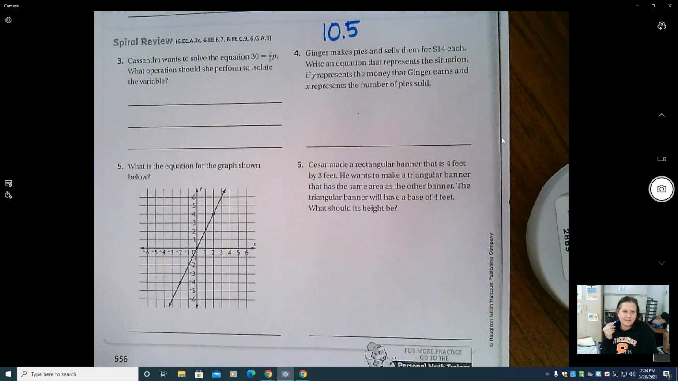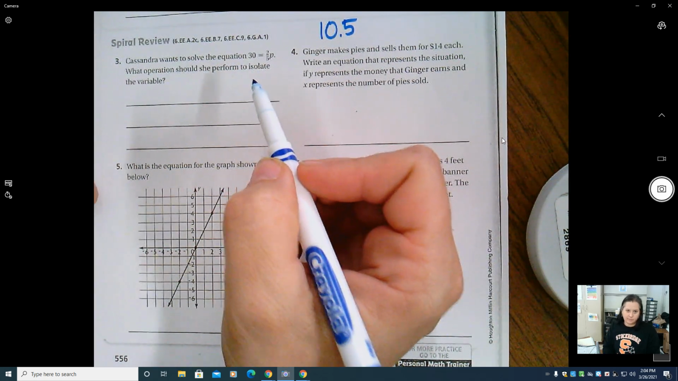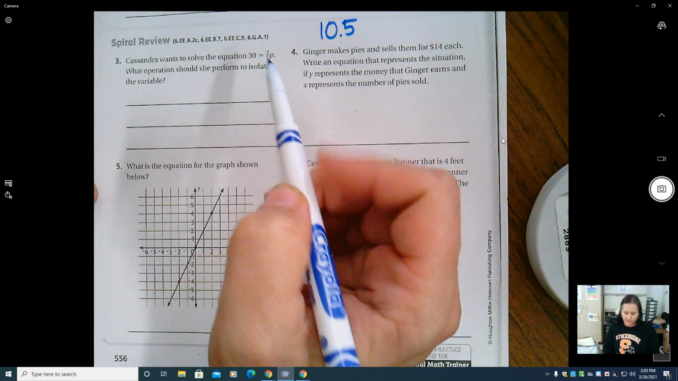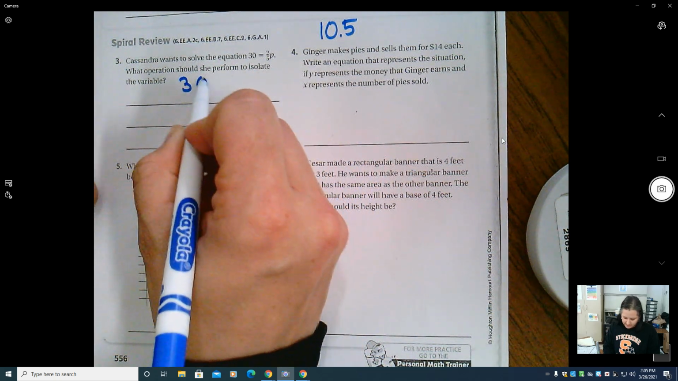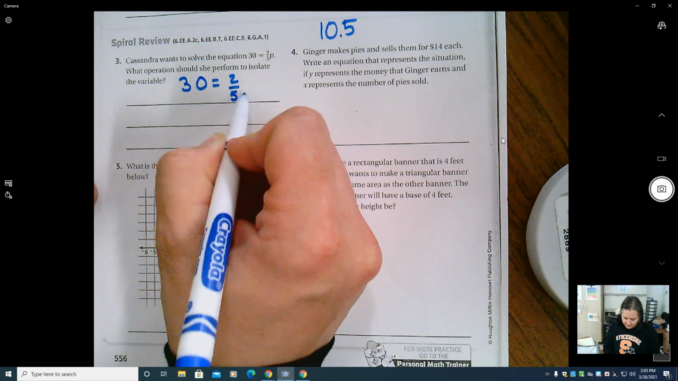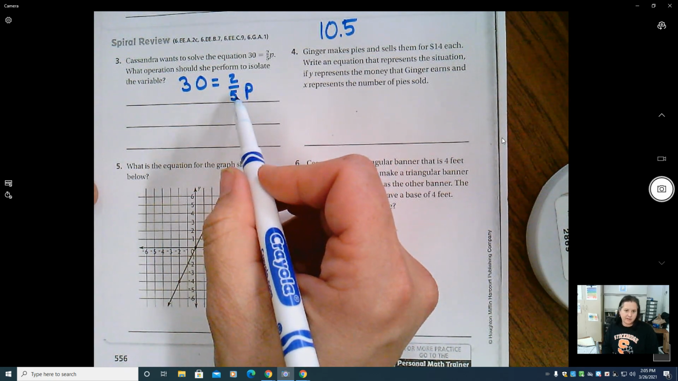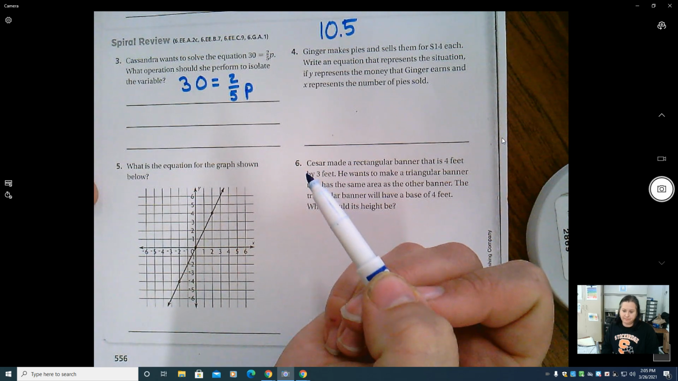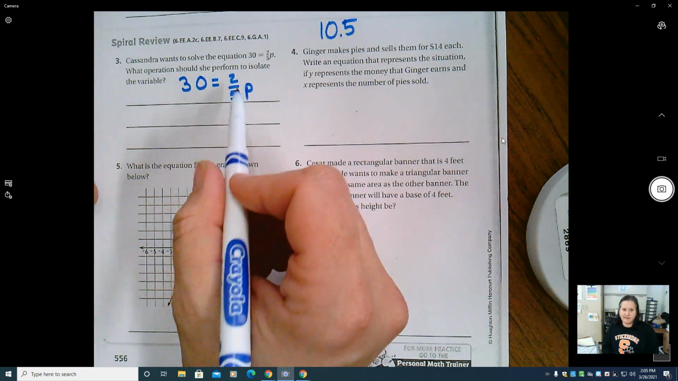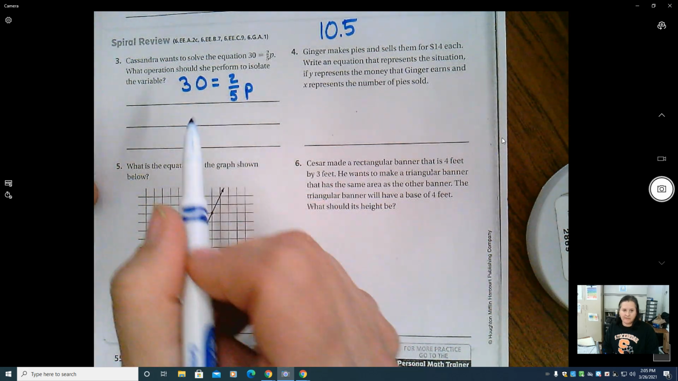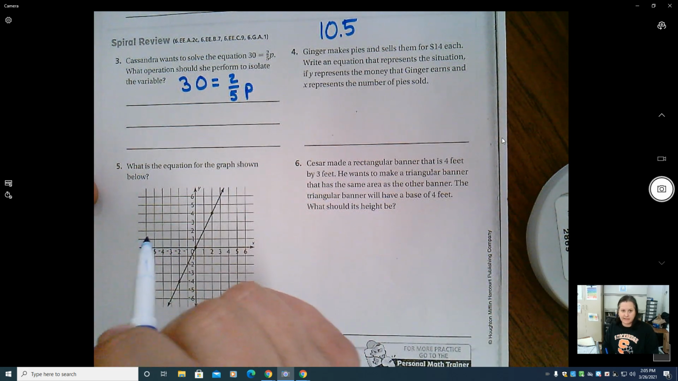All right, this is number 3. Cassandra wants to solve the equation 30 equals 2/5 p. What operation should she perform to isolate the variable? You could do that part in 2 steps. Let me rewrite it so everybody can see it nice and big. We have 2/5 p. If we wanted to get rid of that fraction, we could multiply both sides by 5 to get rid of that denominator, and then we could divide both sides by 2. So you could do it in 2 steps like that.